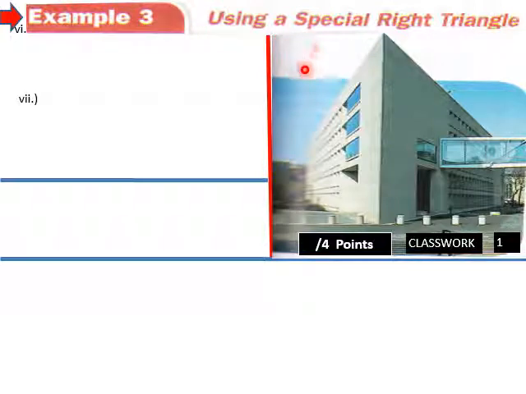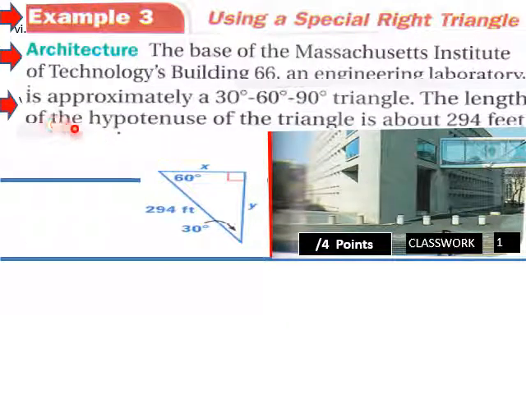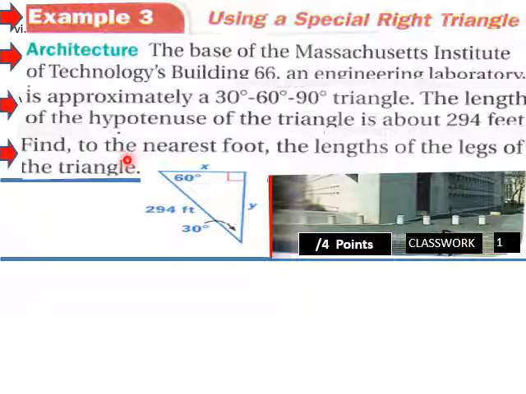Example 3, using a special right triangle. The base of the Massachusetts Institute of Technology's Building 66, which is an engineering laboratory, is approximately, and here's a diagram, a 30, 60, 90 triangle. The length of the hypotenuse, which is right here, is 294 feet. It's opposite of our right angle.